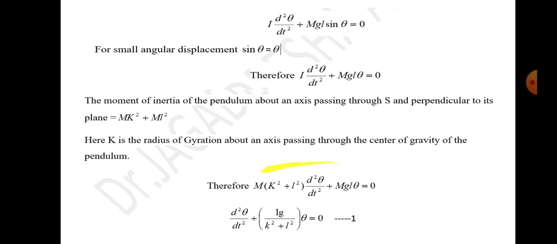In this equation, divide the whole equation by m(k² plus l²). Here m(k² plus l²) gets cancelled, and the remaining is only d²θ/dt², keep it as it is, plus, here m and m get cancelled. The remaining numerator is only gl divided by (k² plus l²) into θ. Just call it equation 1.